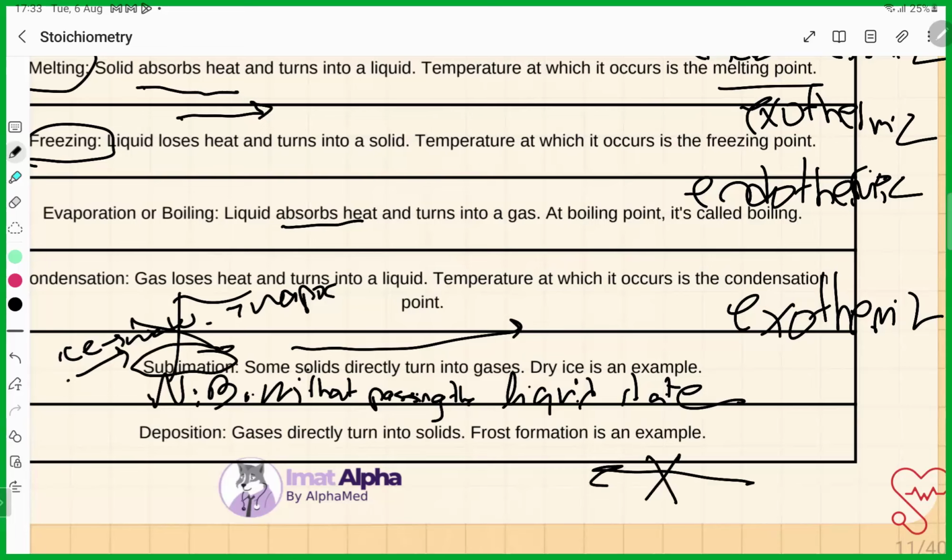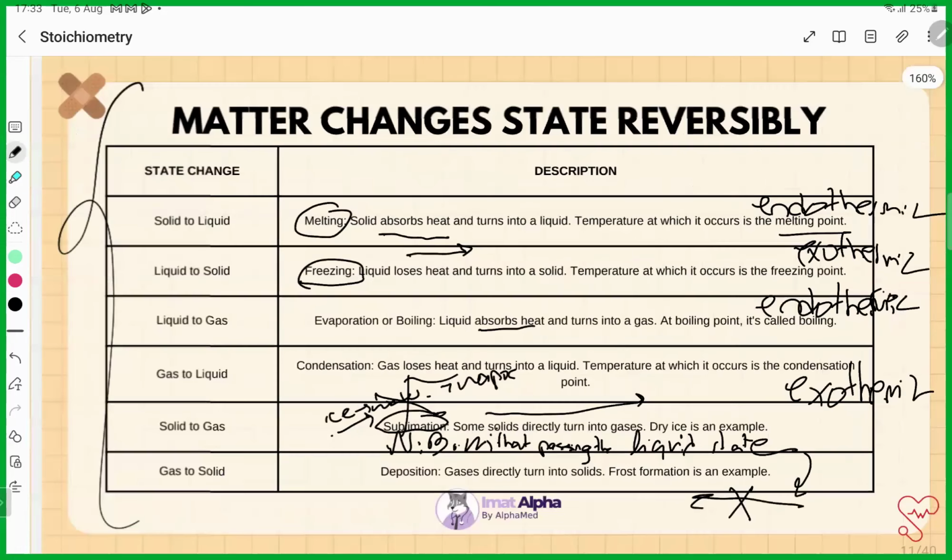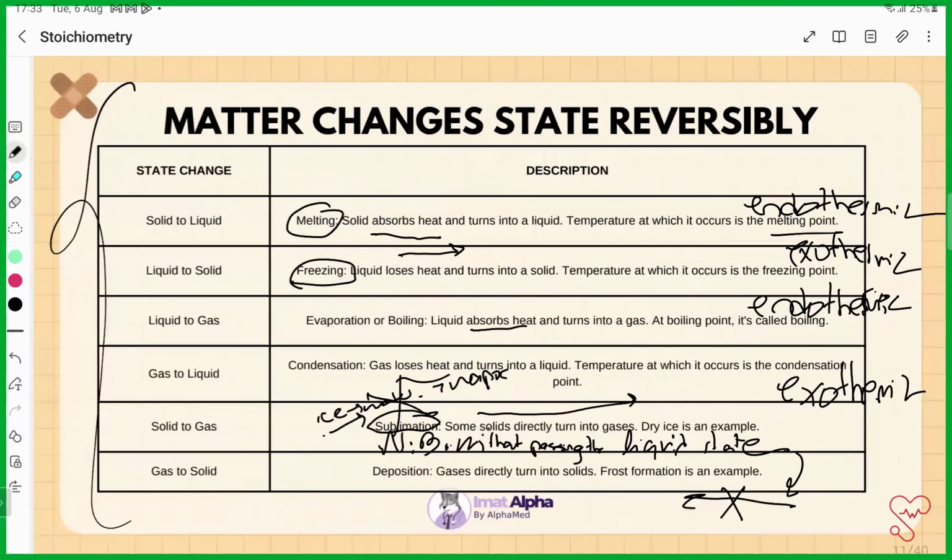So for the exothermic and endothermic, you should memorize them two by two. Melting is endo, evaporation is endo. So memorize this endo. And freezing and condensation is exo.